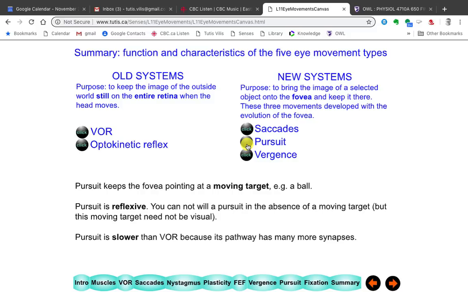Then you have the pursuit system, which keeps the fovea locked on the target when the target moves. Okay? And the pursuit is reflexive. You normally can't pursue in the absence of a moving target, except in the circumstances that I mentioned back there, but they require training. And the pursuit system is slower than the VOR because it requires this pathway through the brain to your cortex and that long circuit that I mentioned before.